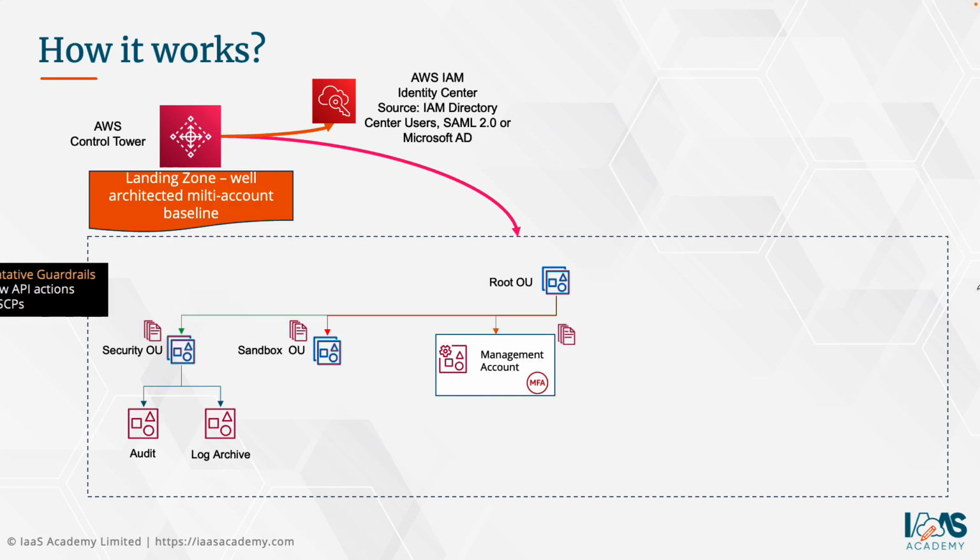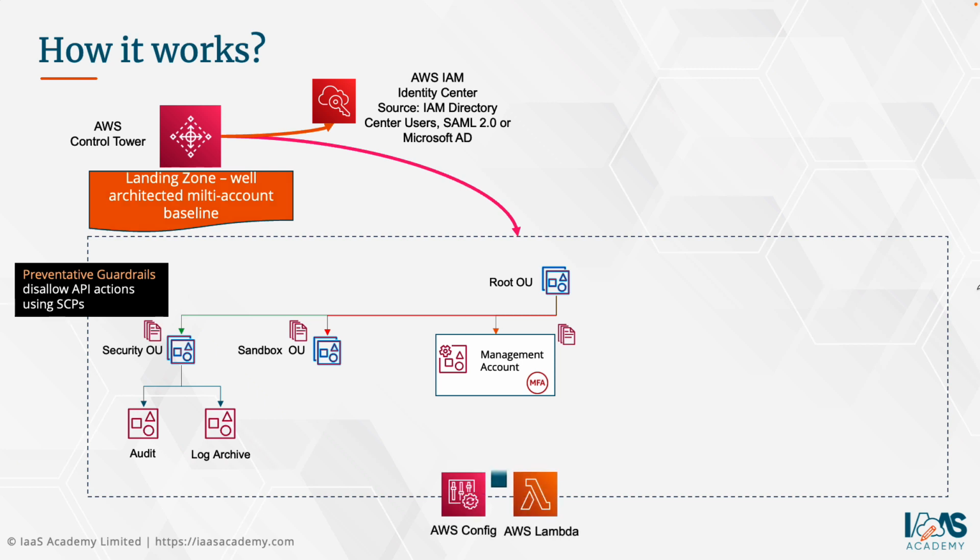In addition to that, Control Tower also deploys a series of guardrails in the form of policy documents that formulate as part of your preventative guardrails to disallow certain API actions. And these are positioned and deployed against your OUs within the multi-account environment that's been built for you. Furthermore, AWS Control Tower also works with AWS Config and Lambda to deploy certain detective guardrails that will enforce governance and compliance within the various AWS accounts in your multi-account environment.